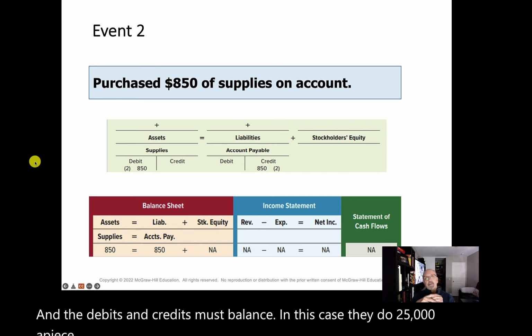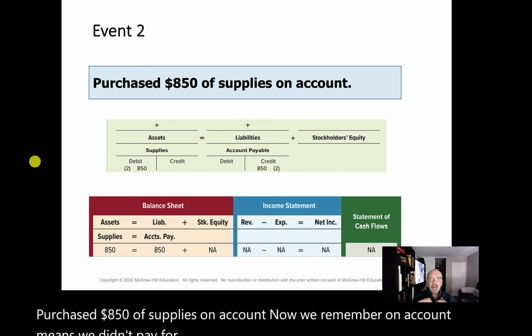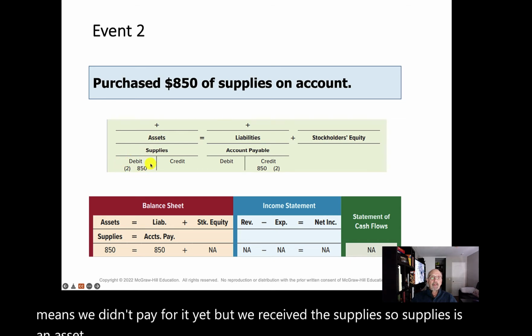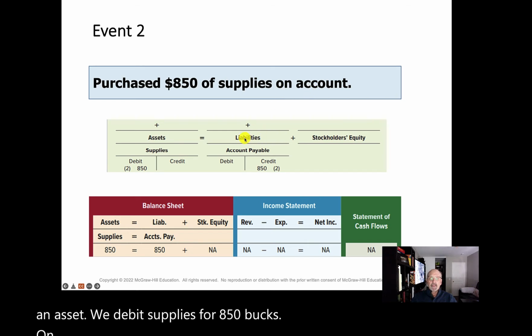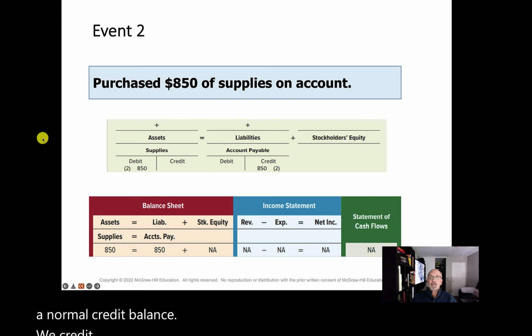Purchased $850 of supplies on account. Now we remember on account means we didn't pay for it yet, but we received the supplies. So supplies is an asset. We debit supplies for $850. On account means it goes into accounts payable, a liability. Liabilities have a normal credit balance. We credit liabilities for $850.